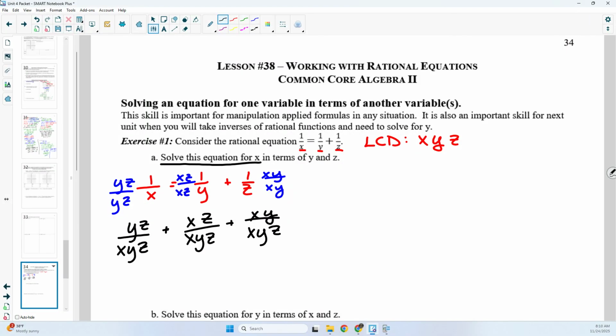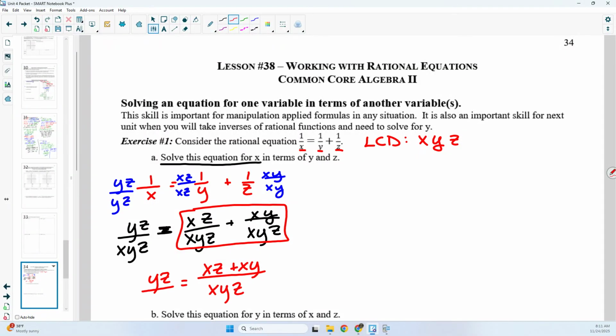So now I'm going to combine, oops, it should be an equal sign. Now I'm going to combine these two fractions together now that I have my LCD. So I get xy, or xz plus xy over xyz. And over here, this fraction is staying the same. So remember, the whole reason that we got an LCD is because now we know, because we have an equal sign, we can multiply both sides by the common denominator and cancel out the common denominator.